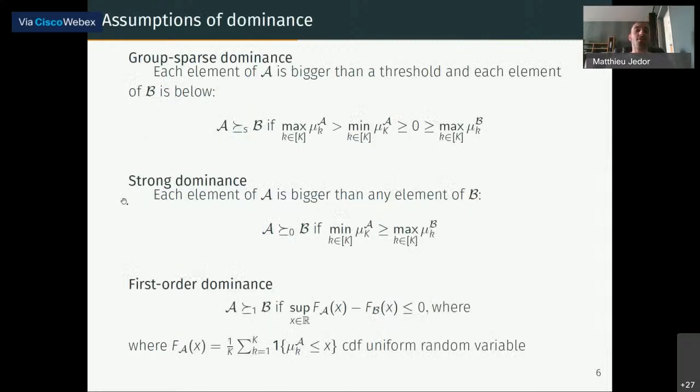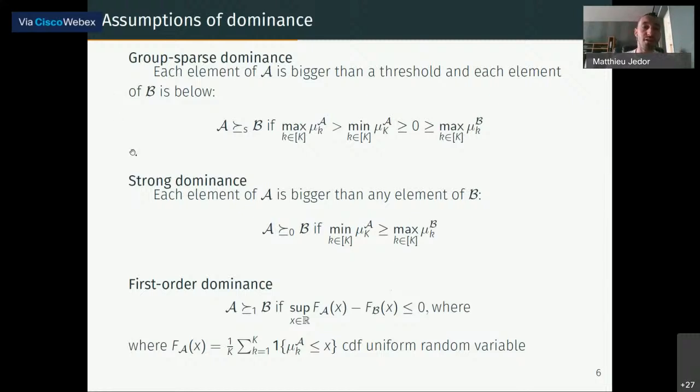So we will consider three assumptions of dominance in this work. These are gradually weaker, so that the setting is more and more general. So the first one is the group sparse dominance. Here we assume that we know a threshold. So if we consider just two categories, this means that the expected rewards for one category are all better than this threshold, and for the other categories, they are all below this threshold.